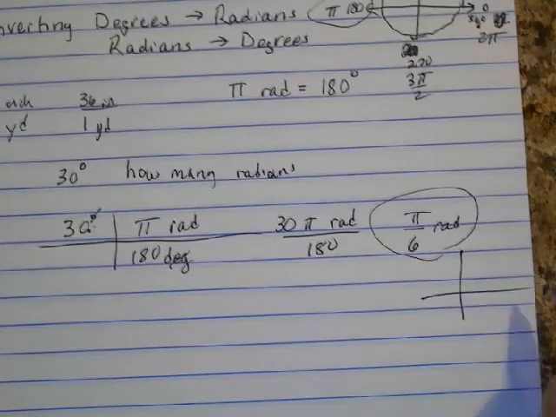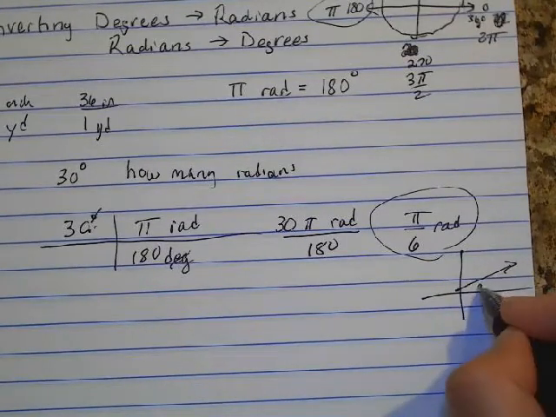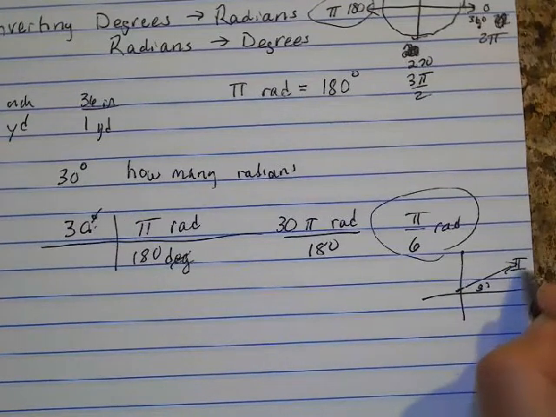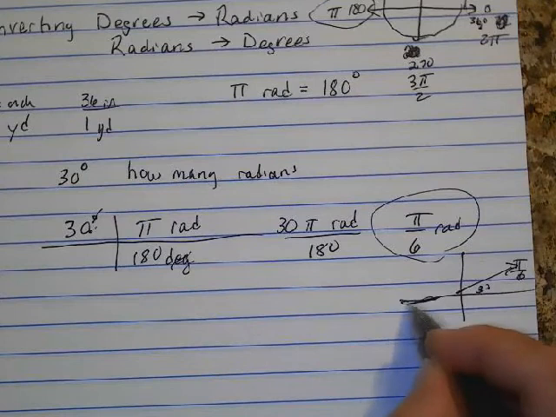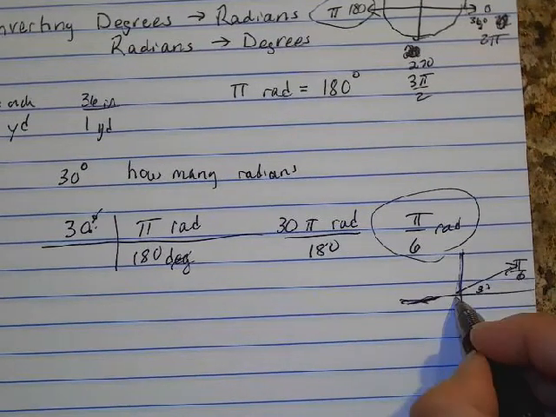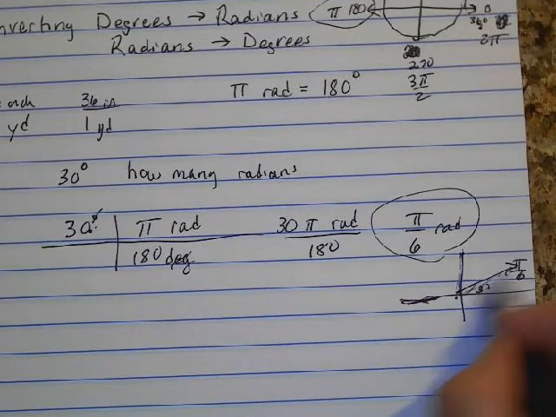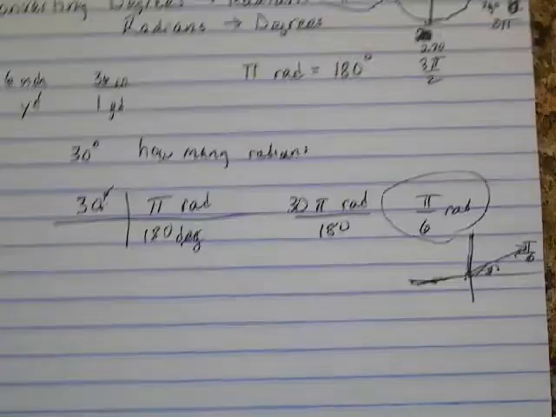If I thought about that on my circle, 30 degrees would be somewhere right in here, and pi over 6 being right here would make sense, because 6 pi over 6 would be way over here, 3 pi over 6 would be here, so 1 pi over 6 makes sense to be right here in quadrant 1.